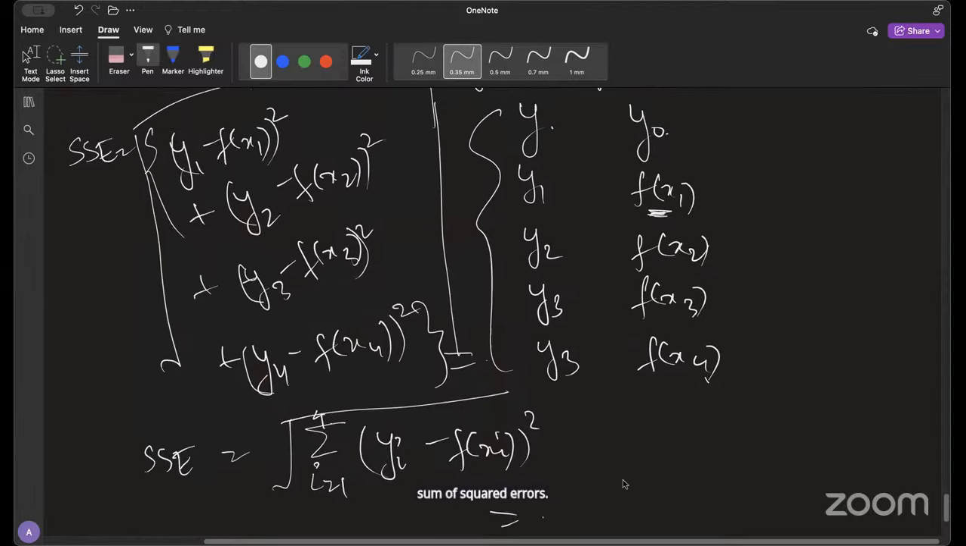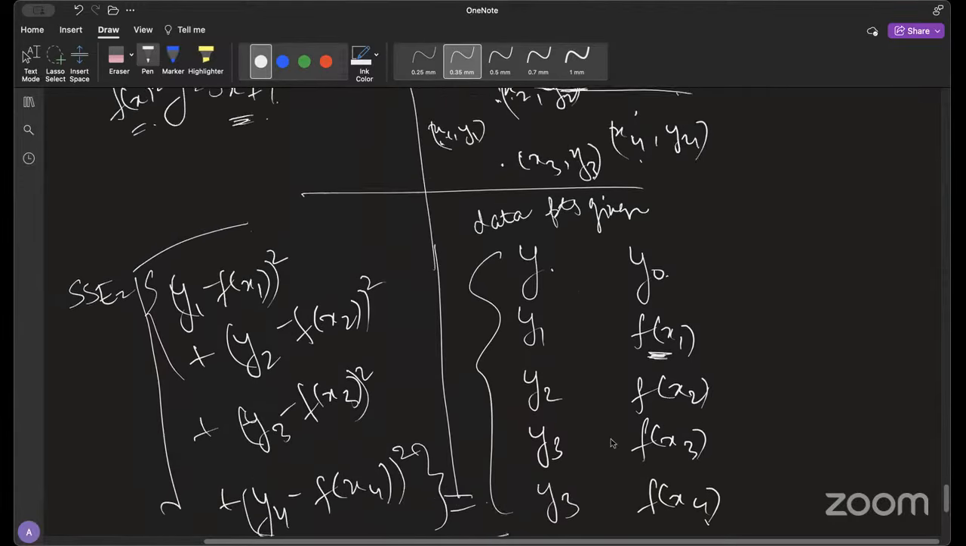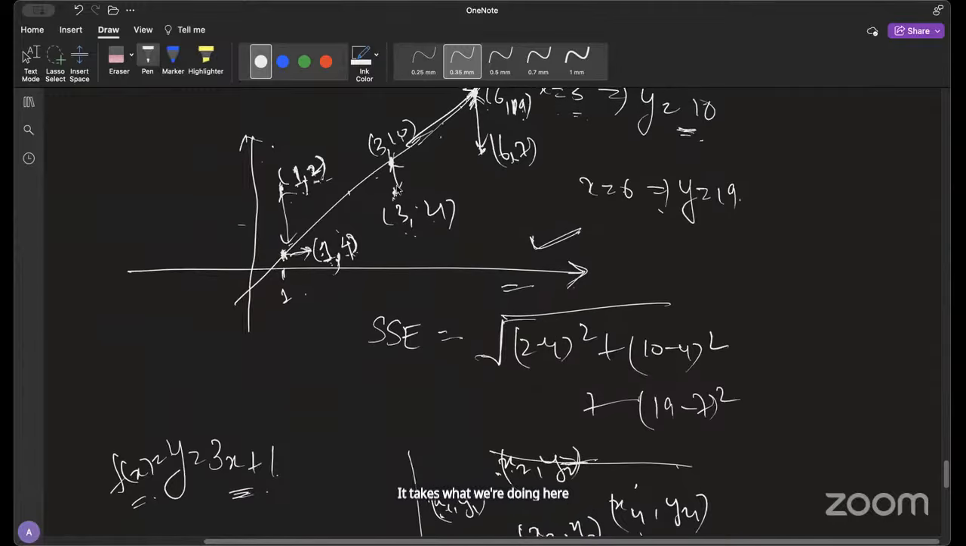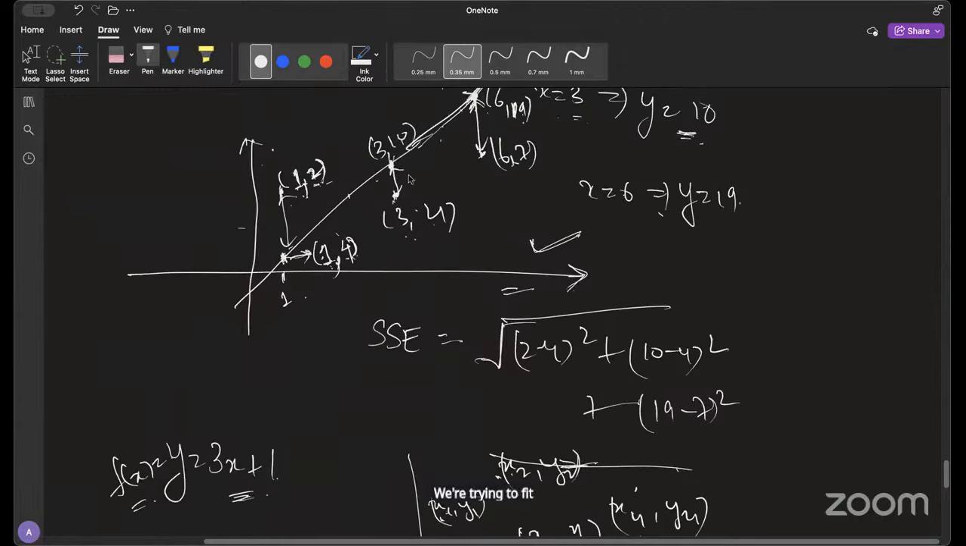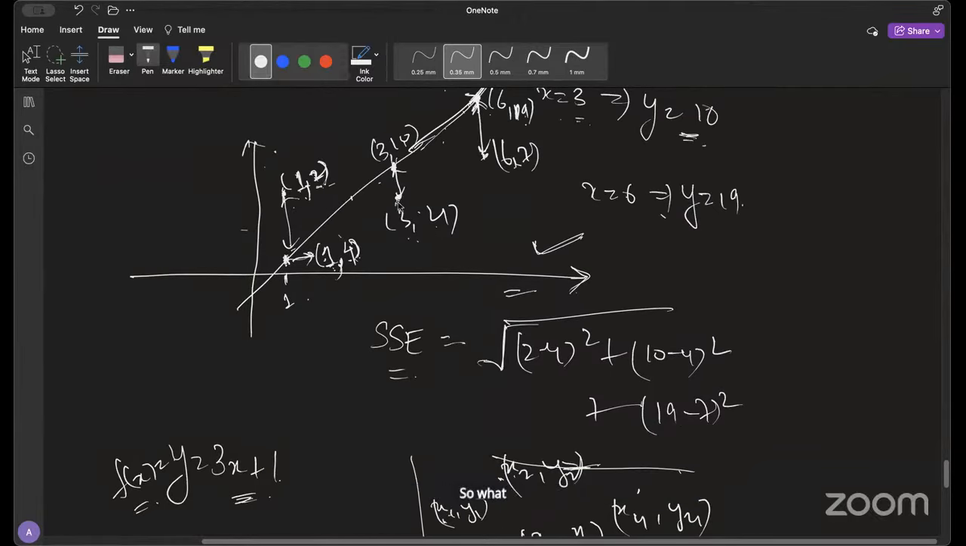Ma'am, why are we keeping x constant? Which x? What we're doing here is we're trying to fit the line so that it's closest to all the points. That's it. And you don't even need to find the line. The line is already given to you. You just have to find the sum of squared errors. So what you're doing is finding the distance between the heights. This height is 10 minus 4, isn't it? This is 6, right?